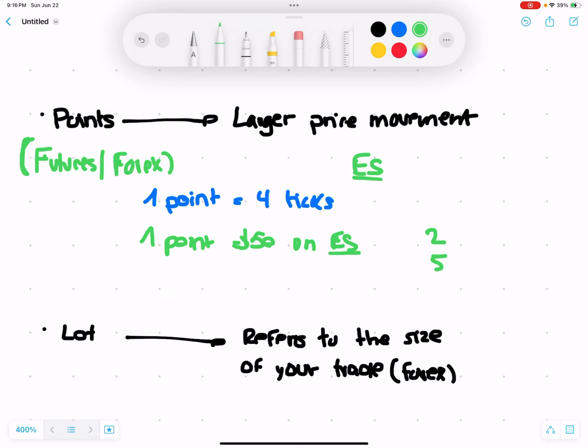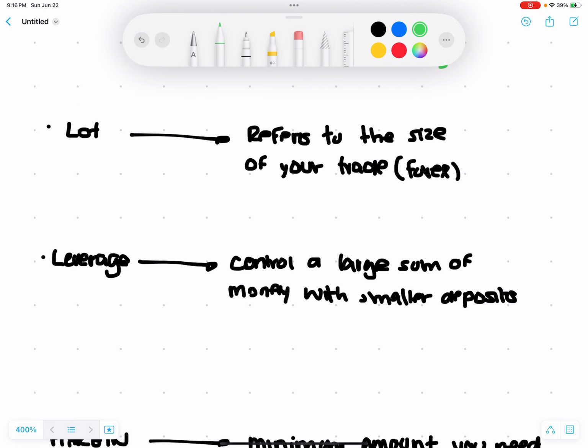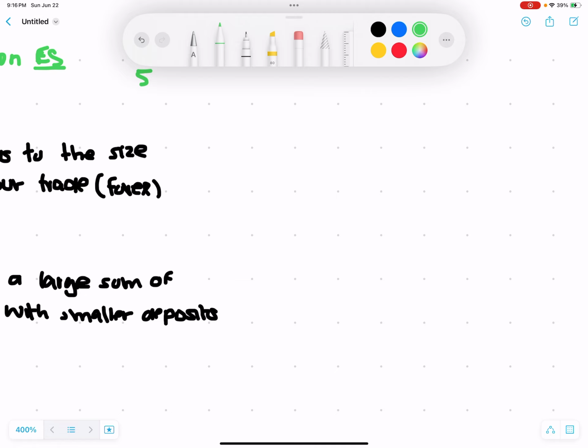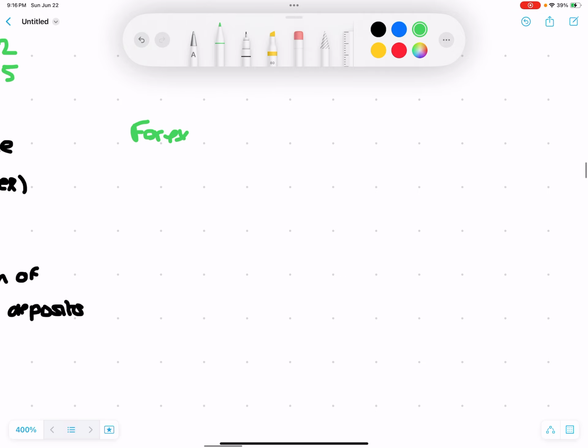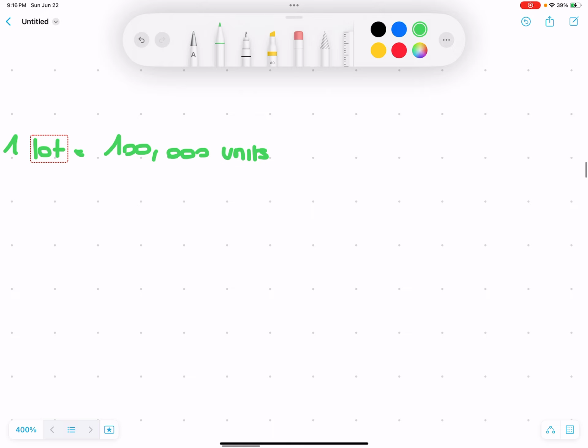All right, so now let's talk about lots. Lots are often used, I used to use this a lot when I was trading Forex. A lot just refers to the size of your trade. Think of it as your position size. When you trade Forex, we will say that 1 lot is equal to 100,000 units of your base currency.